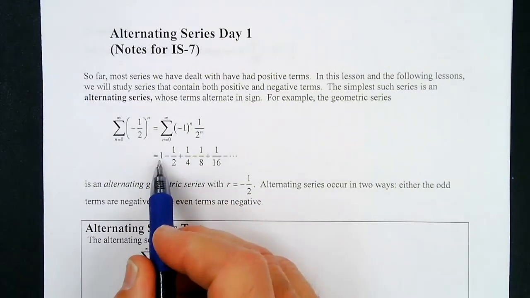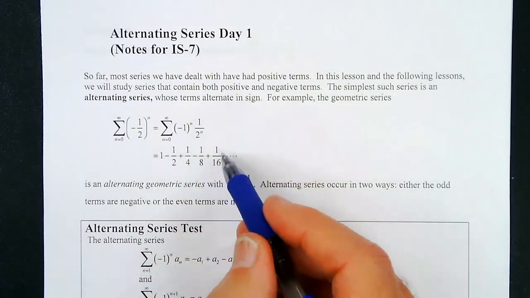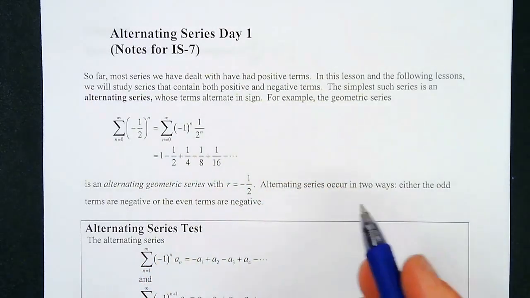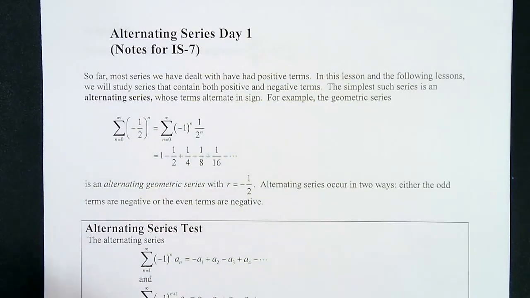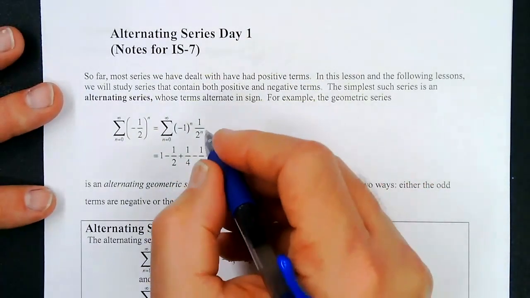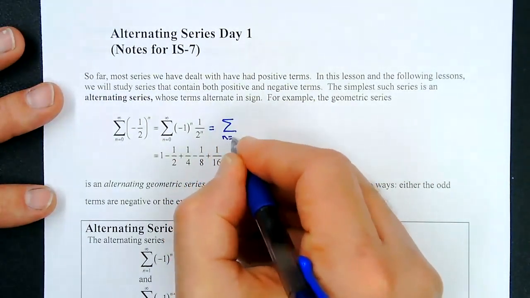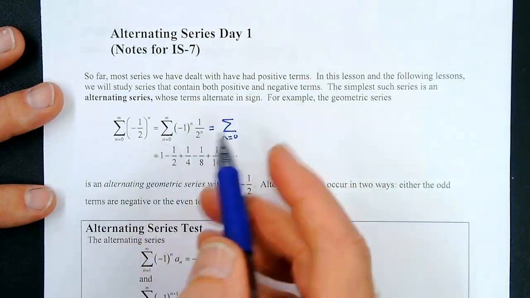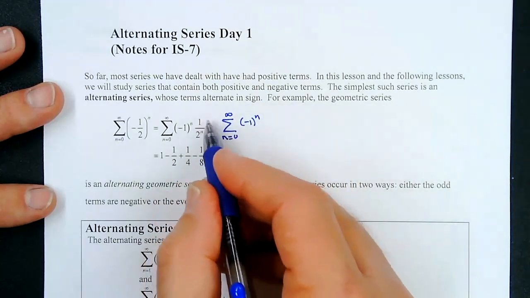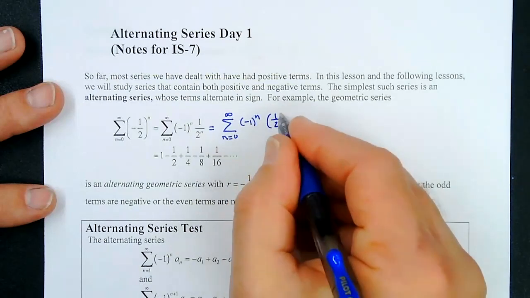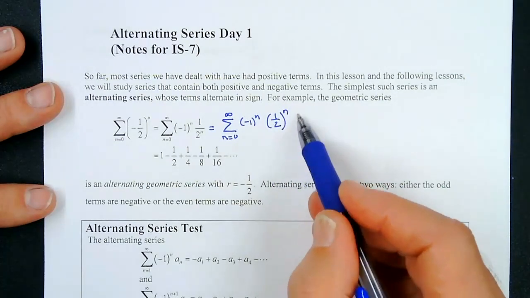So like here, the first term is positive, the second term is negative, the third term is positive, the fourth term is negative. And so this is considered what we call an alternating series. This one turns out to be a geometric series, and our r is -1/2. So I'm going to show you another way to write this. This is also equal to the sum from n equals 0 to infinity of (-1)^n times (1/2)^n. So this would be considered an alternating series, and this part of it is a geometric series.